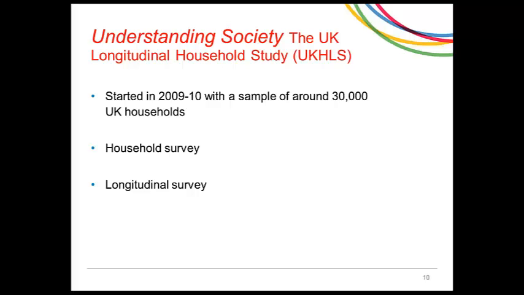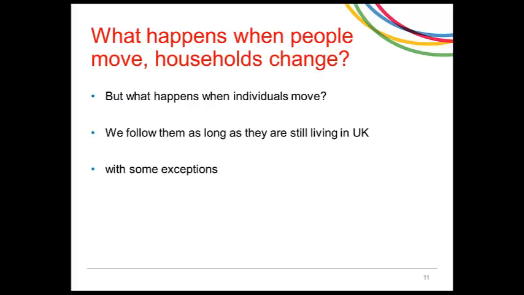It is also a longitudinal survey, and by this I mean the same set of individuals are interviewed repeatedly. This allows us to see how their lives change over time. For example, we can see if some people are persistently poor, we can find out what causes people to move out of unemployment, etc. But what happens when individuals move? For example, because they have broken up with their partner, or because they have moved in with a new partner, or because they have found a new job in a different city.